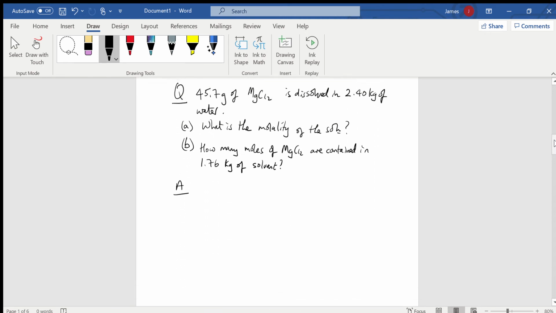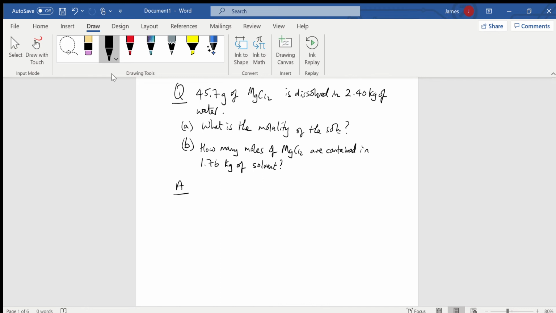All right, so we have a question. 45.7 grams of magnesium chloride is dissolved in 2.4 kilograms of water. A, what is the molality of the solution? And B, how many moles of magnesium chloride are contained in 1.76 kilograms of solvent?